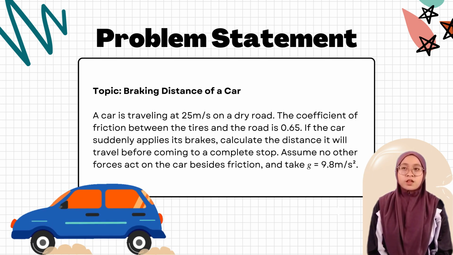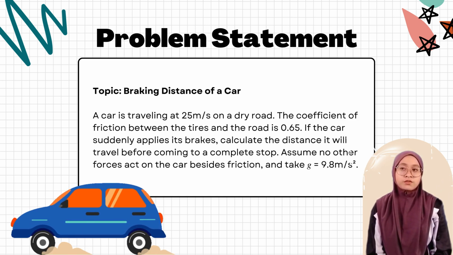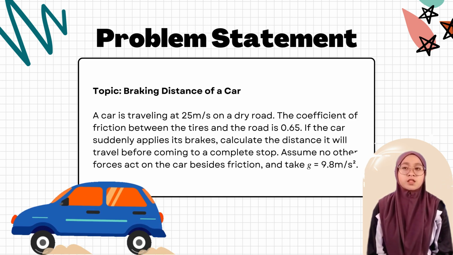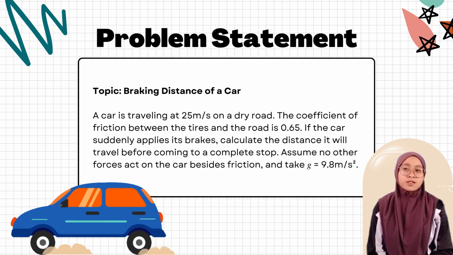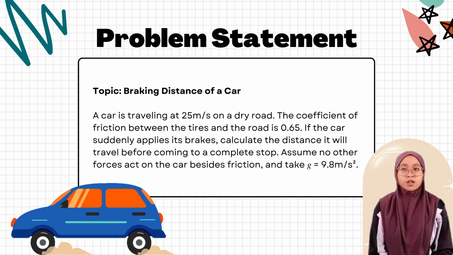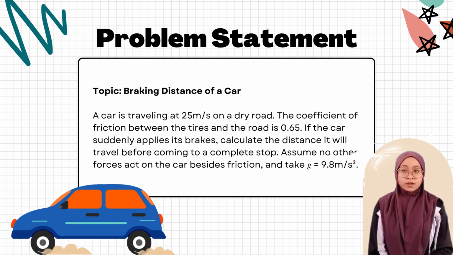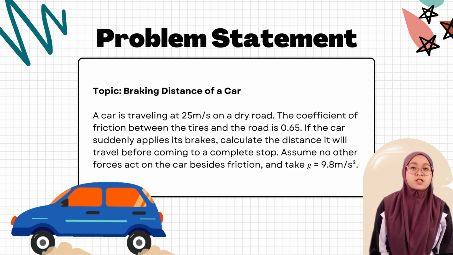A car is traveling at 25 meters per second on a dry road. The coefficient of friction between the tires and the road is 0.65. If the car suddenly applies its brake, calculate the distance it will travel before coming to a complete stop. Assume no other forces act on the car besides friction and take g equal to 1.8 meters per second squared.